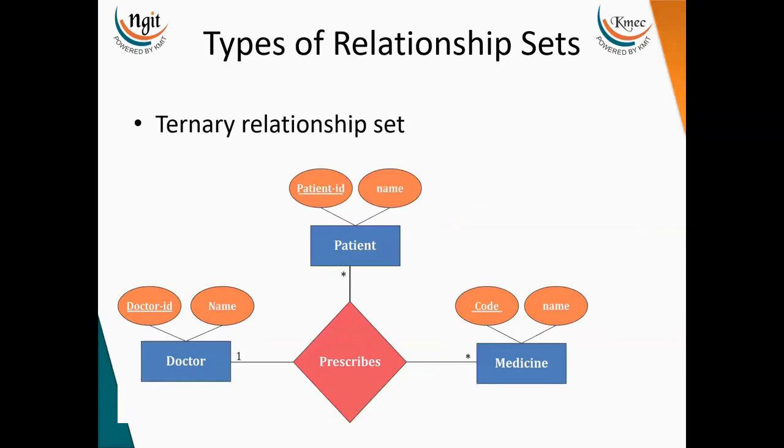Coming to ternary relationship sets, the word ternary means what? There are three entity sets and they are associated with one relationship set. Here we have doctor as an entity set, patient as an entity set, and one more is medicine as an entity set. So what is the relationship between these three? Prescribes is a relationship. That is, a doctor is going to prescribe for many patients. Here there is only one doctor who prescribes many medicines to many patients. Doctor ID and name are the attributes given for this entity. Patient ID and name are the attributes for the patient entity. Code and name are the attributes given for medicine. And the relationship between these three entities, prescribes, is the relationship set.